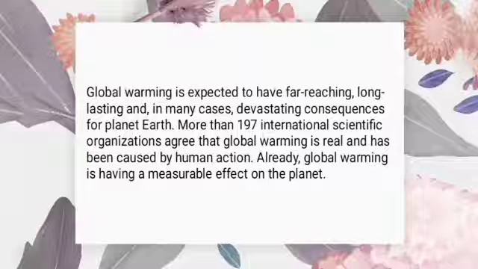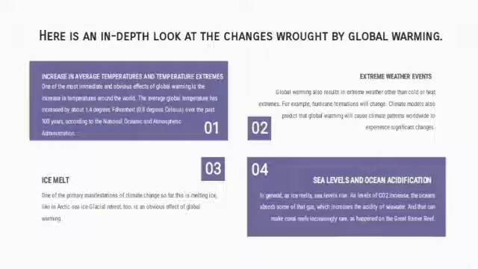Global warming is expected to have far-reaching, long-lasting, and in many cases devastating consequences for planet Earth. More than 197 international scientific organizations agree that global warming is real and has been caused by human action. Already, global warming is having a measurable effect on the planet. Here is an in-depth look at the effects caused by global warming.